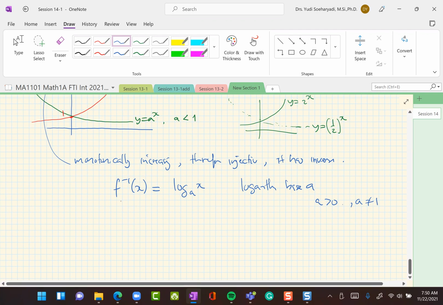Okay, this is the inverse. So what does this inverse mean? That means if you compute y equals a to the x, then x is, sorry, this is y. Because if you apply log base a to the y, you get log base a of a to the x, so the log and the power cancel. So you get just x.